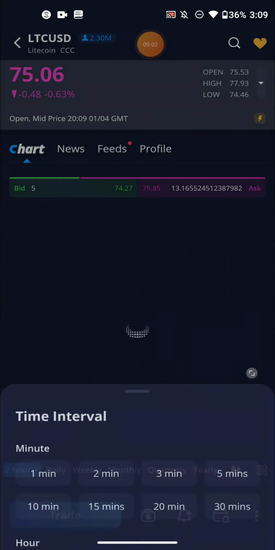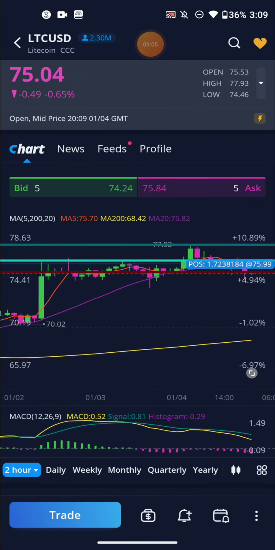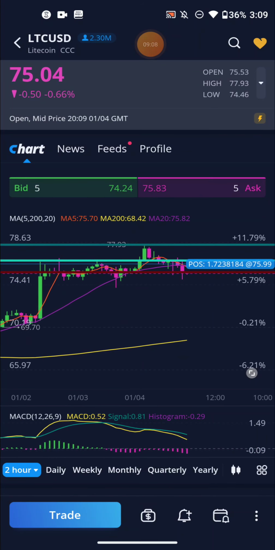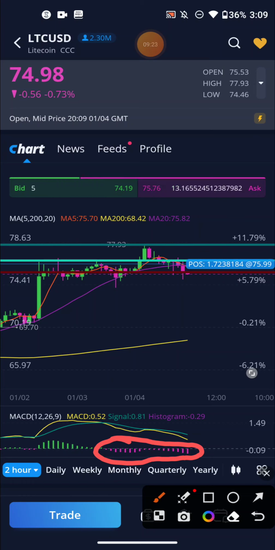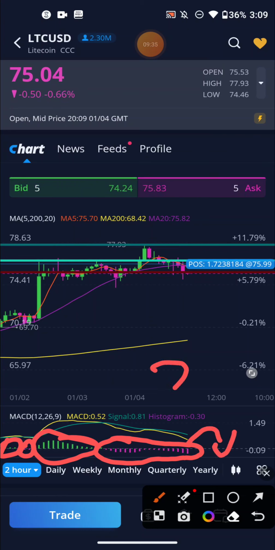I go into the 2-hour. So looking at this, the 2-hour chart. If I was trading on a 2-hour time frame, I see purple, I see green, I see purple, I see green, I see a pattern going on here. What's next? Doesn't take a rocket scientist to figure out what's next.